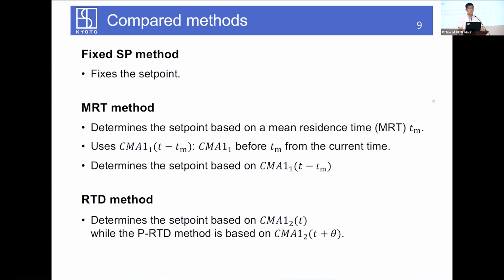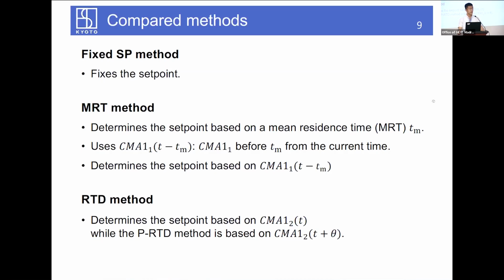At the current time t, the material removed from the process is considered to be the material fed into the process at the time that is mean residence time earlier. And CMA1 at the time that is mean residence time TM earlier is used to determine the set point.